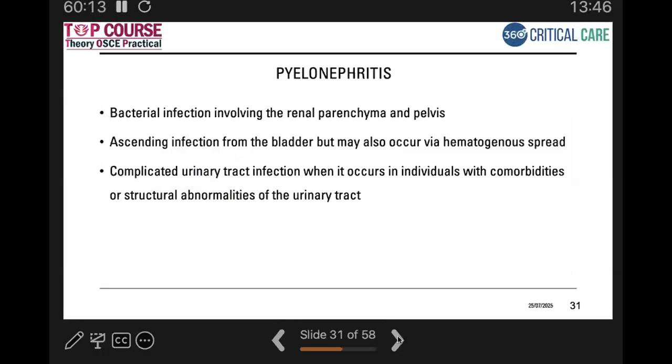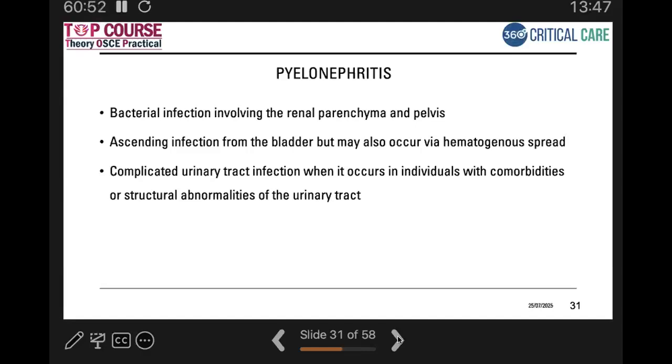Coming on to the next complicated UTIs, which we commonly tend to see in the ICUs. One is pyelonephritis, and among the pyelonephritis, emphysematous pyelonephritis is a very dangerous condition. Unless you subject the patient to drainage of that particular collection or nephrectomy, the patient may not improve whatever you do. So pyelonephritis, we know that it is a complicated UTI. It is the bacterial infection involving the renal parenchyma and the pelvis, and the infection might have ascended from the bladder to the kidney, or it could have happened through hematogenous spread also.